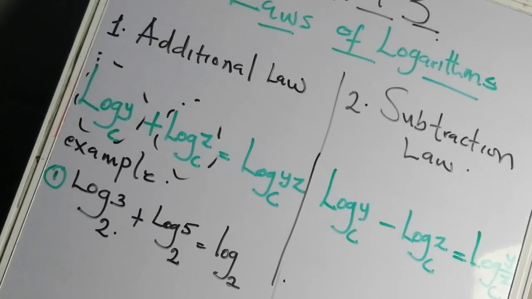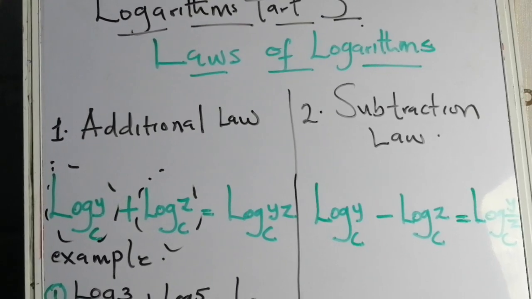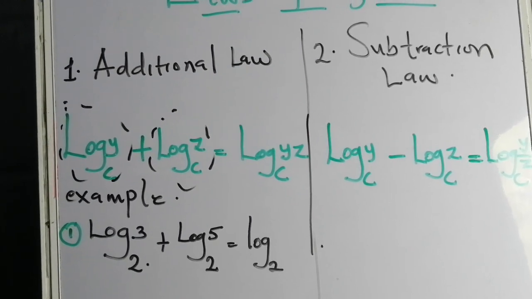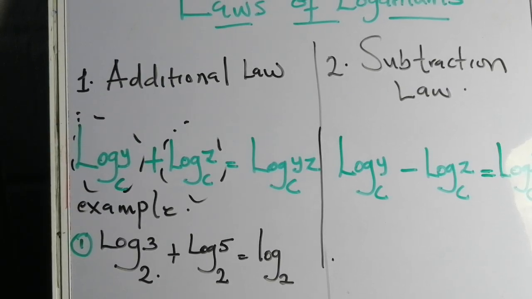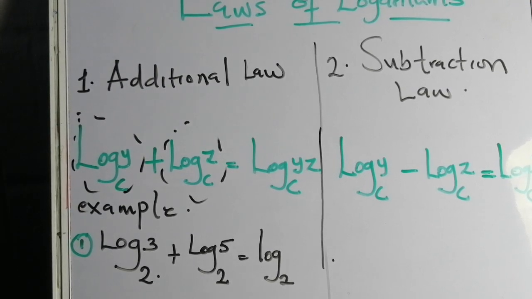From this example, you can see that we have log 3 base 2, plus log 5 base 2. So what do you do at the end of the day? From the example given below for the addition law, all you need to do is pick one base, 2. So pick log base 2 because it's common, based on the illustration given above.